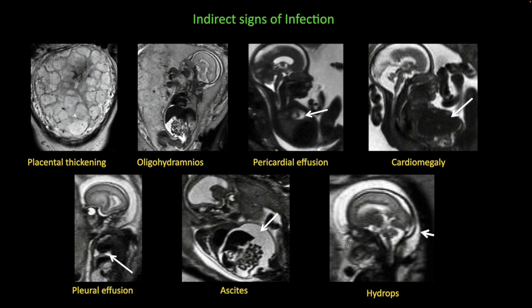Some indirect signs of infection before looking at the changes in the brain can include placental thickening, oligohydramnios, pericardial effusion, diffuse cardiomegaly, pleural effusion and ascites, and also fetal hydrops. So one must be aware of these changes, which can be markers of infection before looking at the brain.